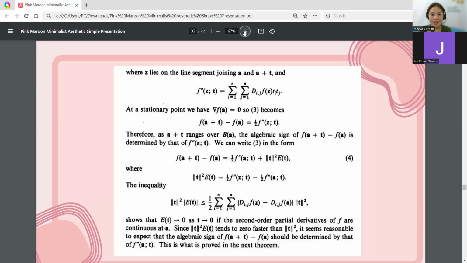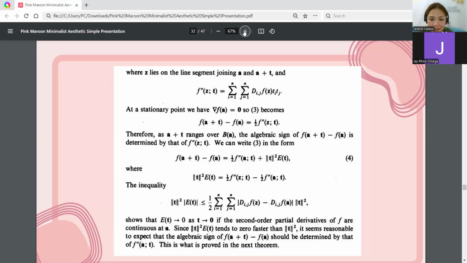Therefore, as a plus t ranges over B of a, the algebraic sign of f of a plus t minus f of a is determined by that of the quadratic term. So we can write (3) in this form. Just look at this.